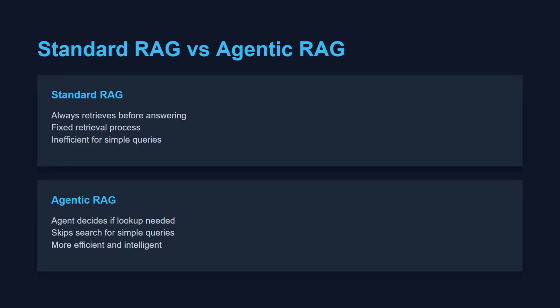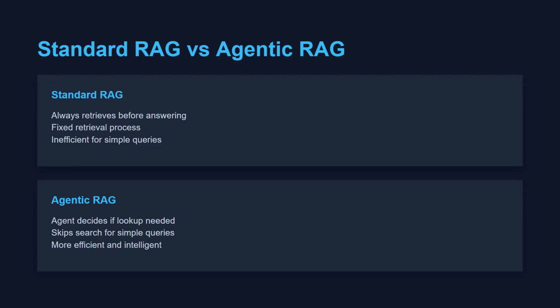Okay, if the user says hi, the agent skips the search. And if the user asks what was the cost of a particular item in the year maybe 1995, then with that question the agent will choose to trigger the RAG algorithm.